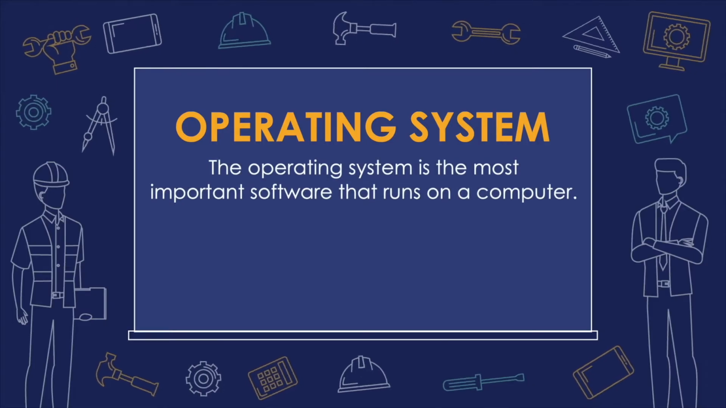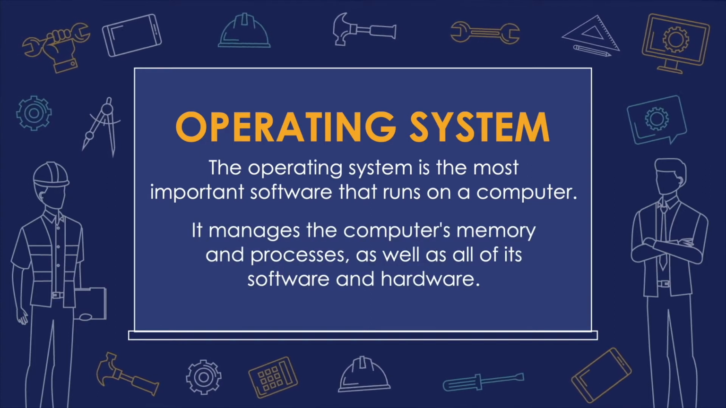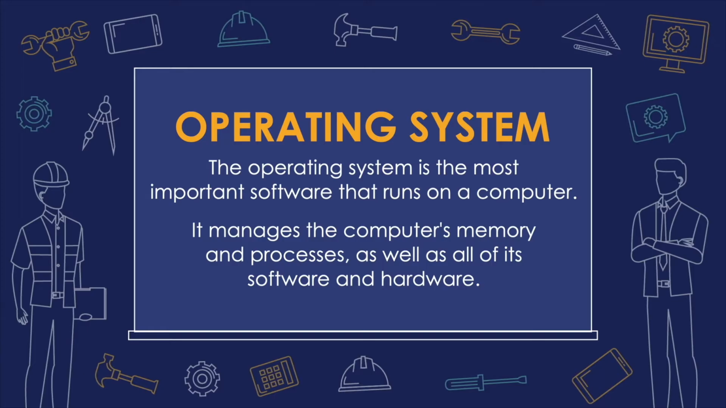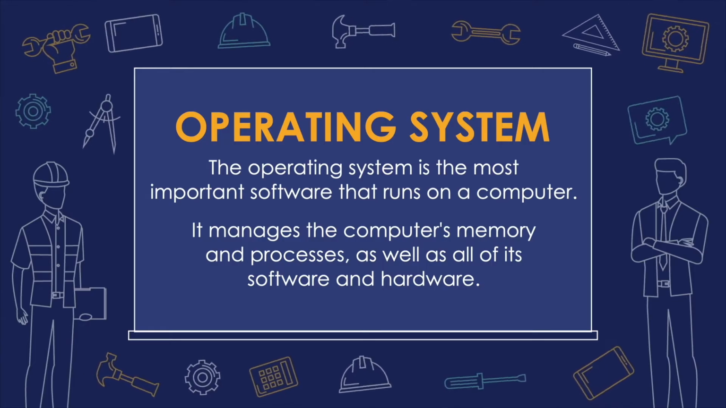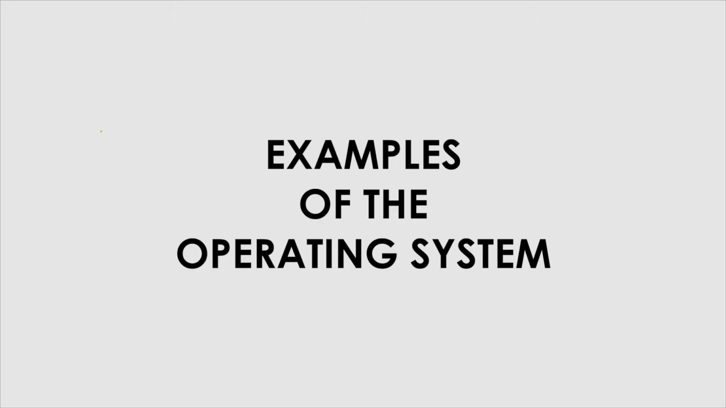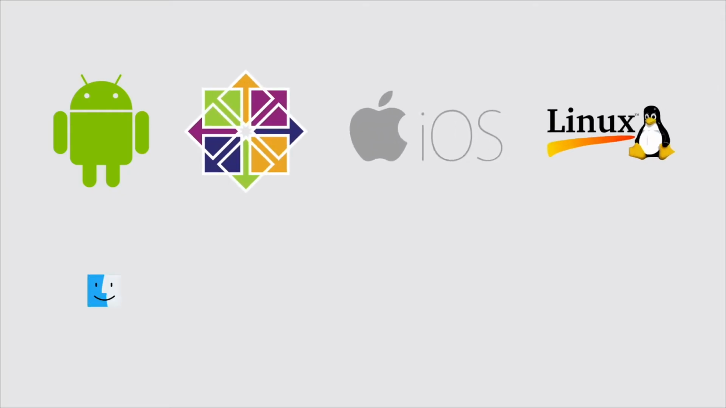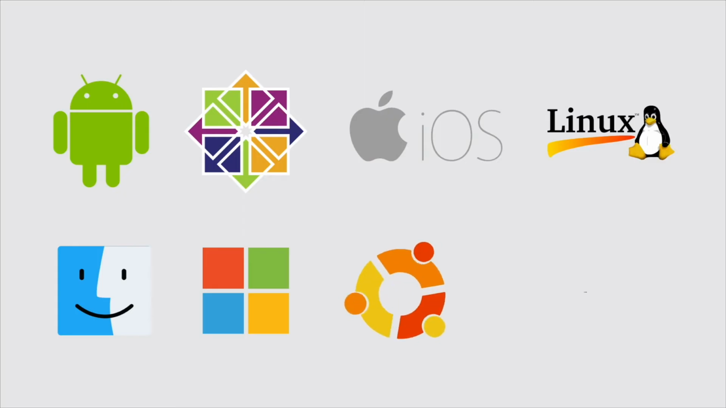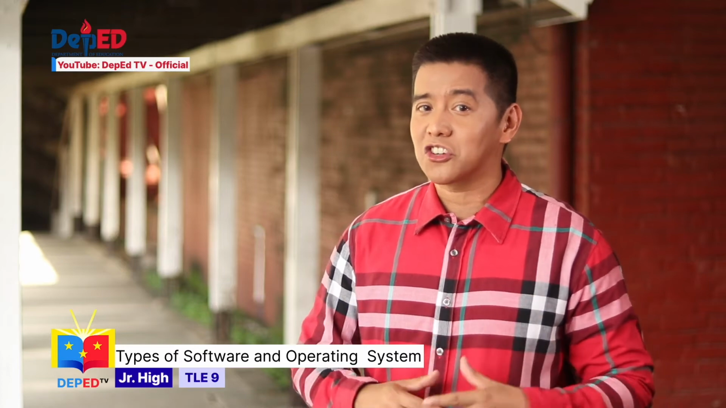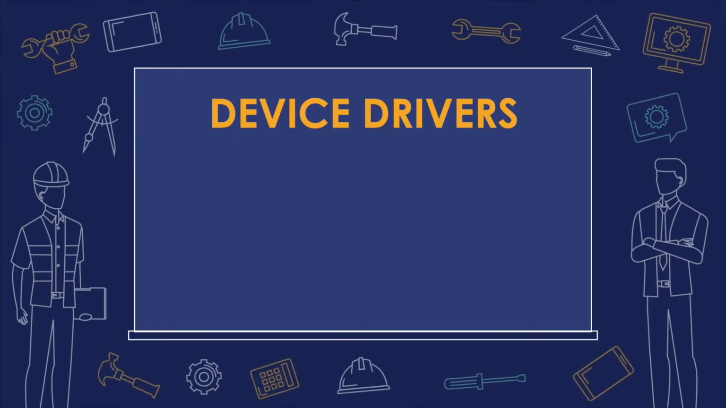The operating system is the most important software that runs on a computer. It manages the computer's memory and processes as well as all of its software and hardware. Whether a desktop, laptop, or mobile phone, every device requires an operating system to provide the basic functionality to it. Examples of the operating system are Android, CentOS, iOS, Linux, Mac OS, MS Windows, Ubuntu, and Unix. In our next episode, we will be focusing on the features and different types of the operating system, so you better wait for that.